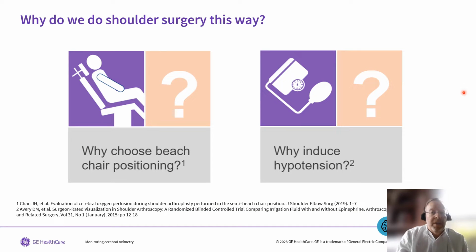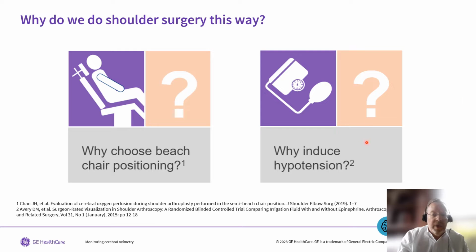So given all these associated risks with this procedure and the patient population, why do we even choose to do surgery in the beach chair position? It's really completely surgical reasons, and this includes both better anatomical positioning, easier access to the shoulder joint space, decreased blood loss due to the positioning itself, and decreased brachial plexus injury.